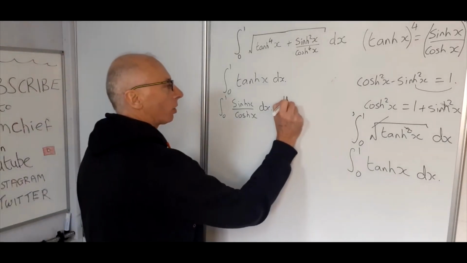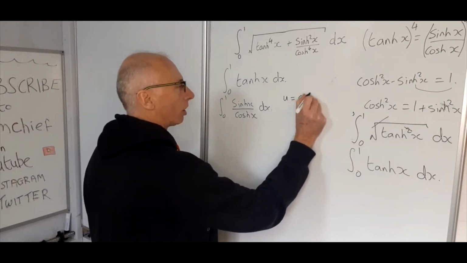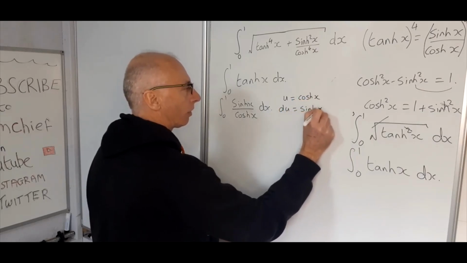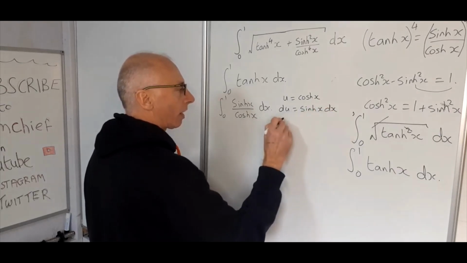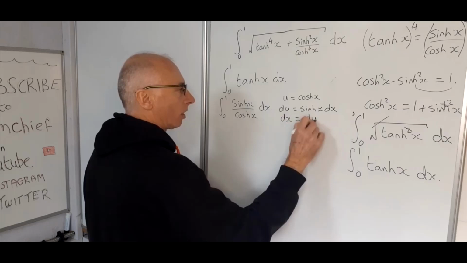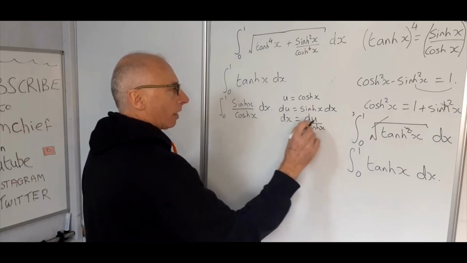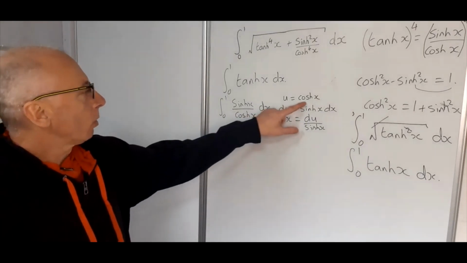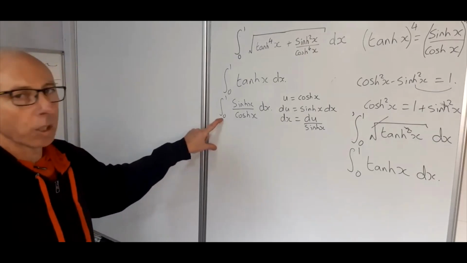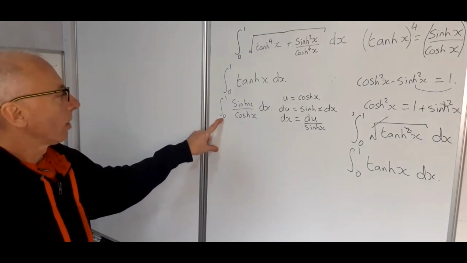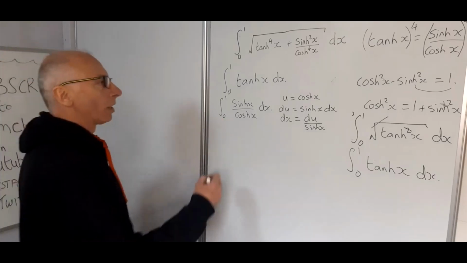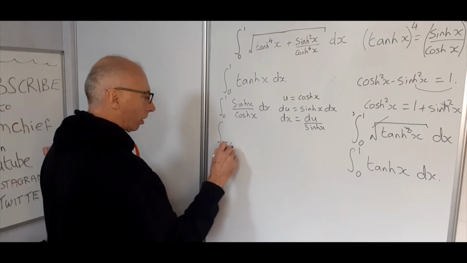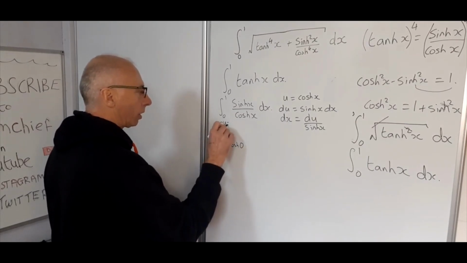So I'm going to do u equals cosh of x, so du equals sinh of x dx. So therefore my dx is du over sinh of x, just bringing that across. Now if u equals cosh of x, what's cosh of 0? So cosh of 0 is 1.